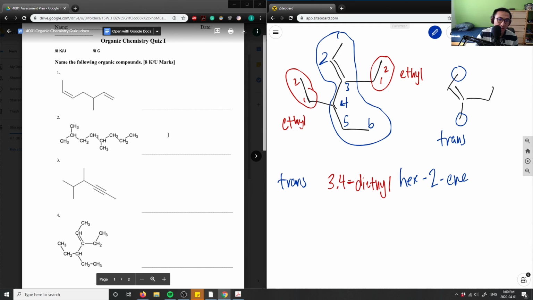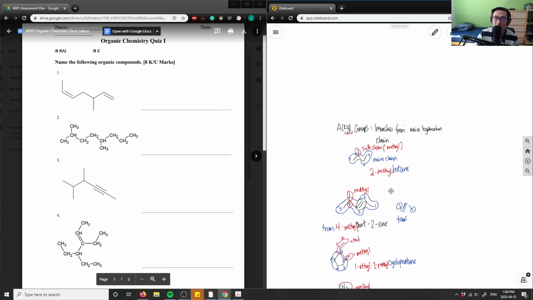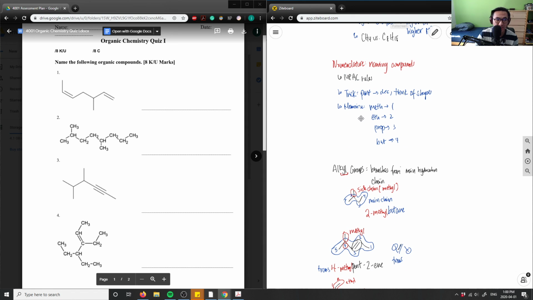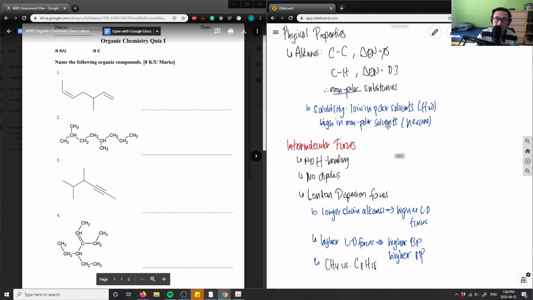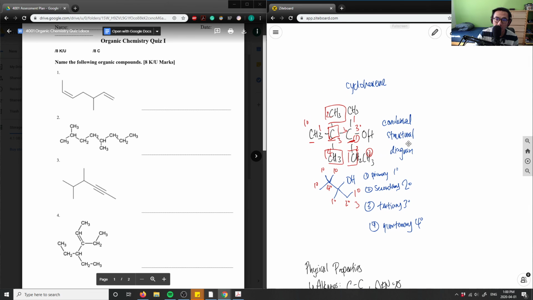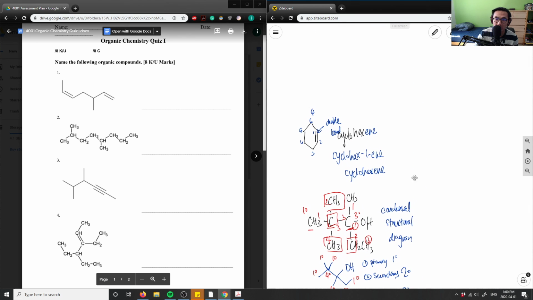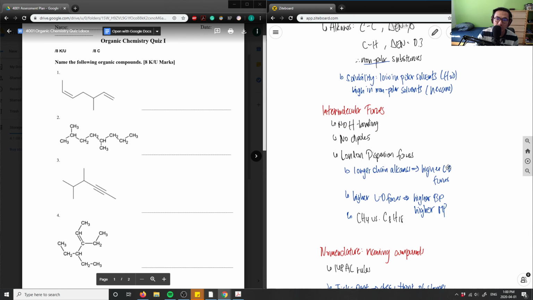So we've worked through all this stuff here. So what did we do today? Again, we did a lot of naming for alkanes, alkenes, alkynes, and cyclic structures. We talked about physical properties of alkanes and intermolecular forces as well, how they're nonpolar and have low solubility in polar solvents, and then we went over some review from last week.